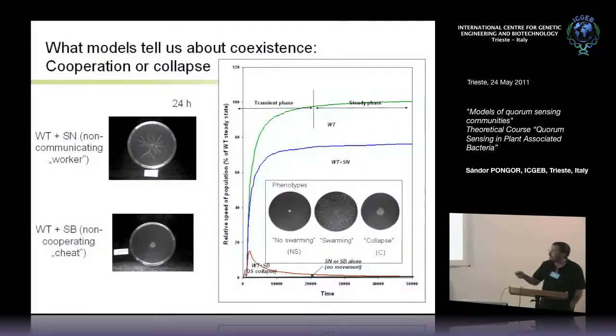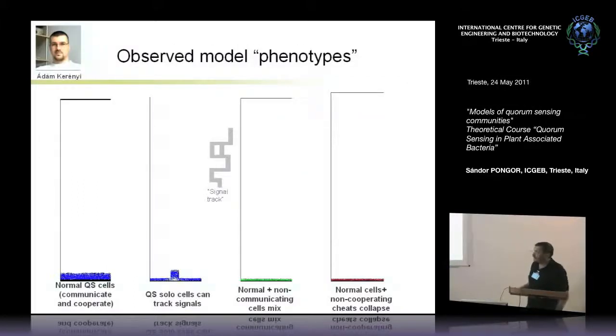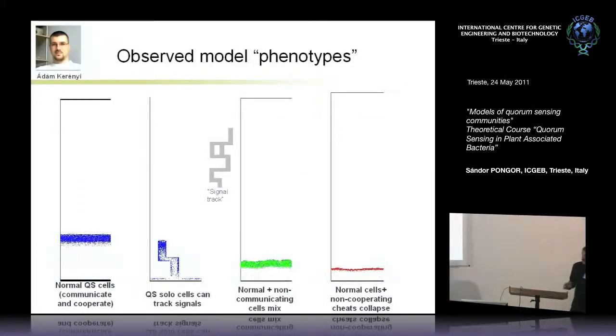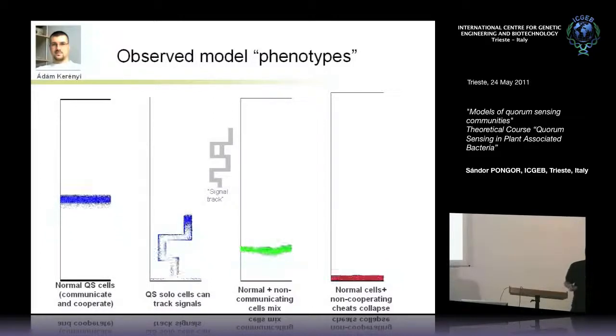So what we see here is that the swarming of a wild-type community is, let's say, a large population and it is fast. If we add the so-called non-communicating mutants, this is still a stable community, but it is smaller and it is slower. And if we add this greedy mutant, which only consumes the resources, then we have a small start and then a complete slowdown, a complete halt. Now this is a partial summary of what we could reproduce with this system.